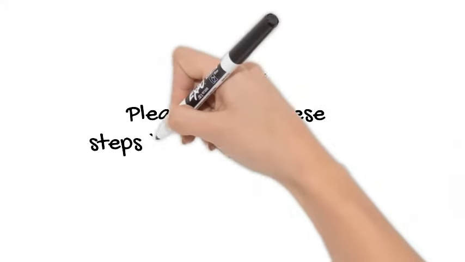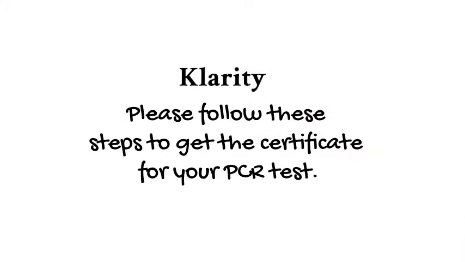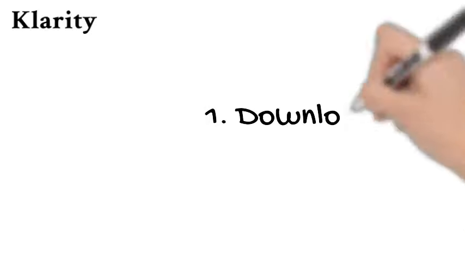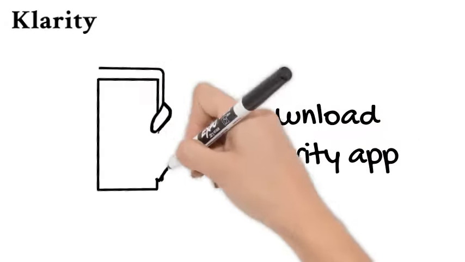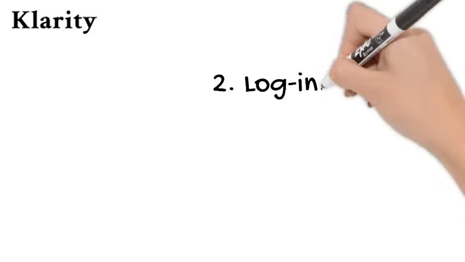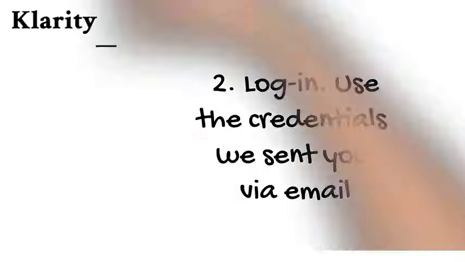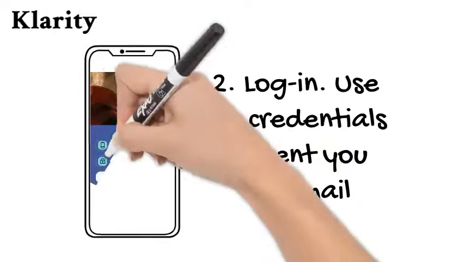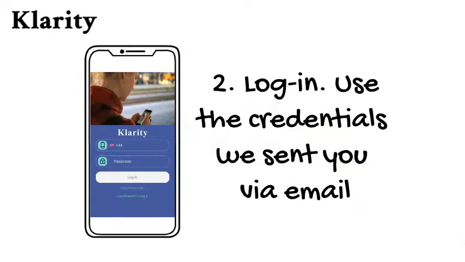Please follow these steps to get the certificate for your PCR test. Step 1. Download the Clarity app. We've sent you information on how to do this via email and a text. Step 2. Log in using the credentials that we have emailed you. Your username will always be your mobile number.